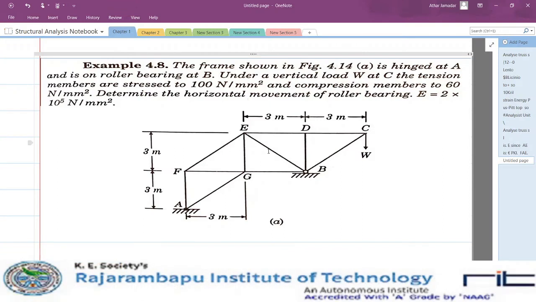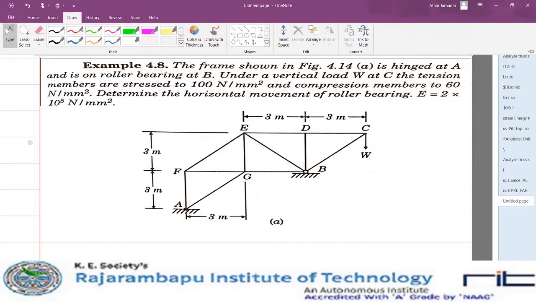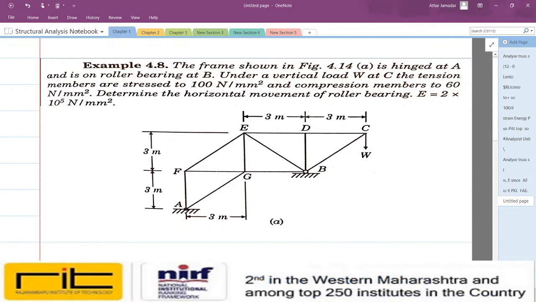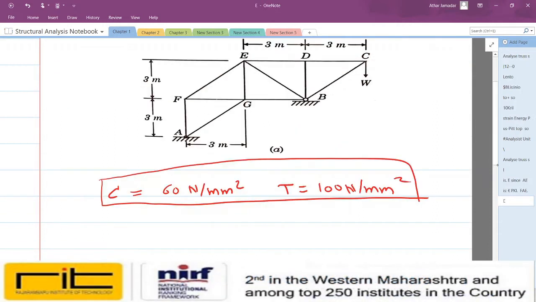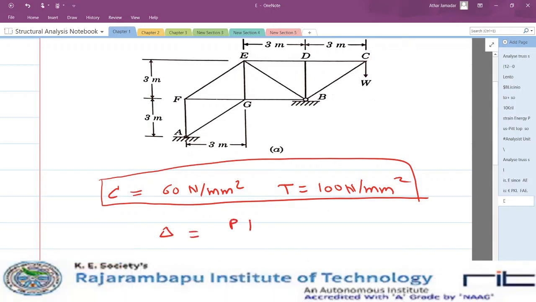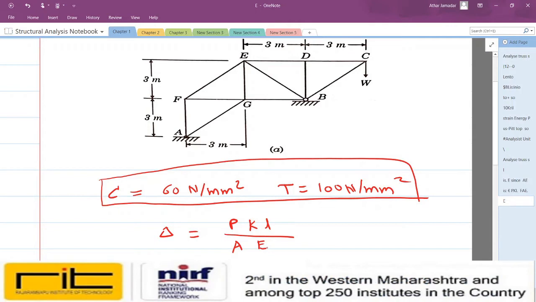So in this problem, two important things are whatever mentioned here is tension members are stressed at 100 Newton per mm square, and compression members are stressed at 60 Newton per mm square at any point for truss. So we know that deflection is given by PKL divided by AE. This is formula for our deflection.